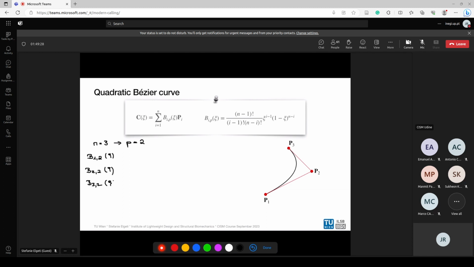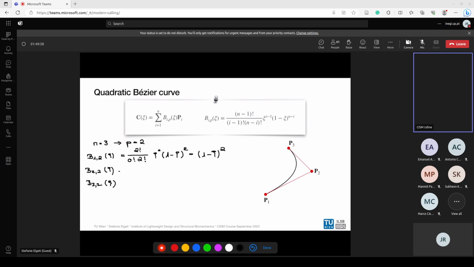We can go through this a bit more quickly. So here, now n is equal to 3. In the first case, i is equal to 1. So we obtain 2 factorial divided by 0 factorial and 2 factorial times psi to the power of 0 and 1 minus psi squared. So in the end, we end up with 1 minus psi squared as a basis function.